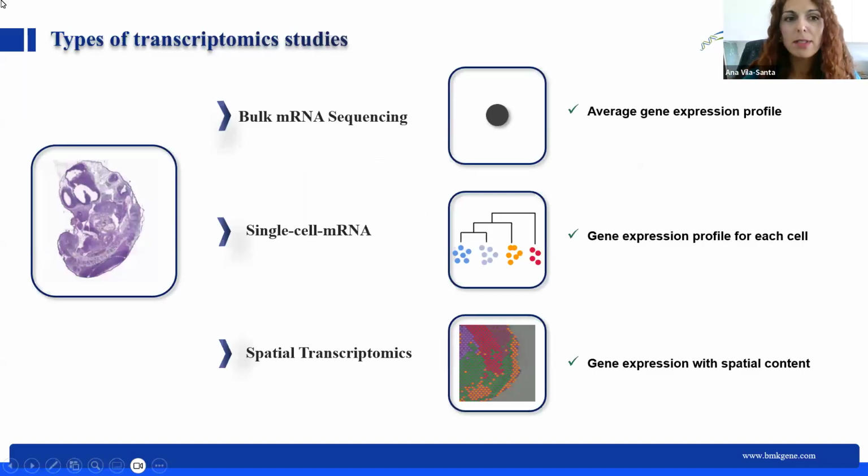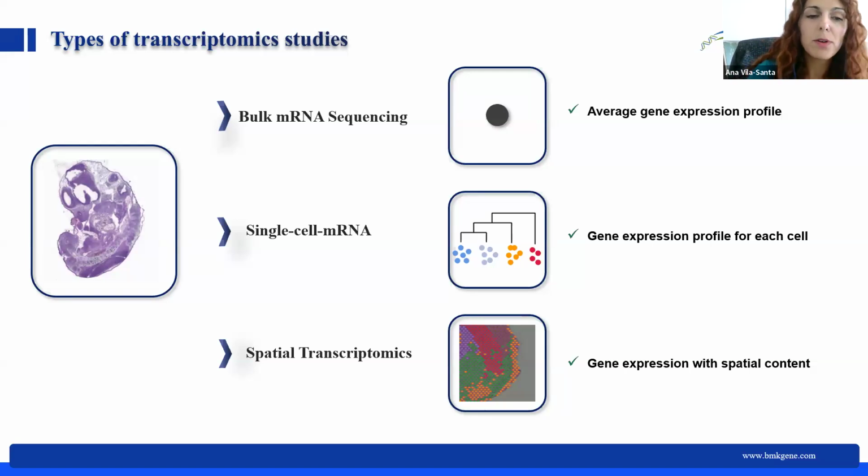So we can in general say that there are three kinds of transcriptomic studies. The bulk mRNA sequencing is probably the one that everybody has heard of, where basically we take a tissue sample, a plant sample, any kind of sample, and we extract the whole RNA from that sample, and then we do RNA-seq. This will give us the average gene expression in that tissue.